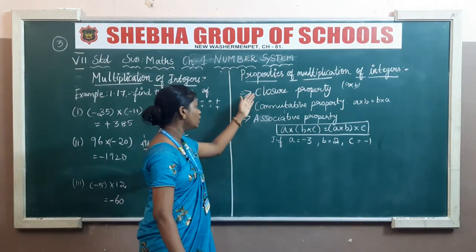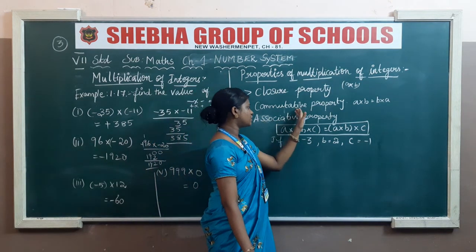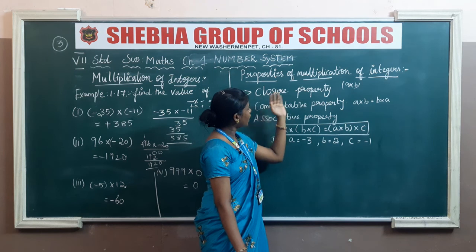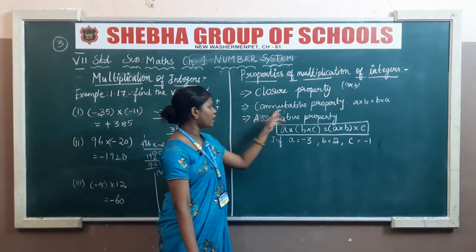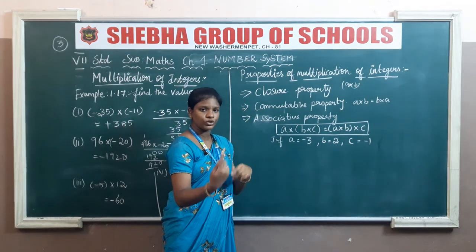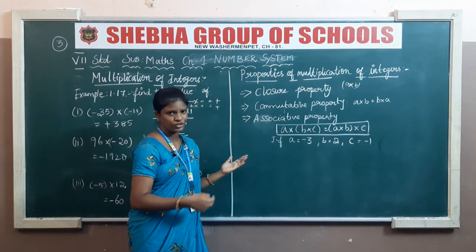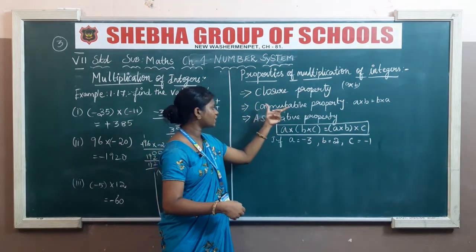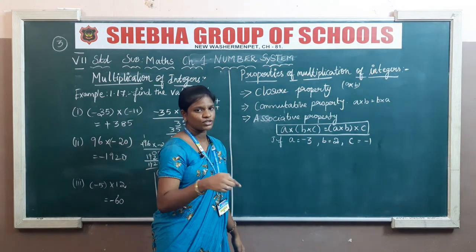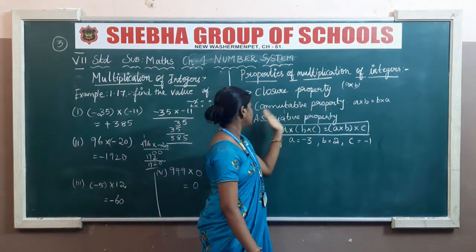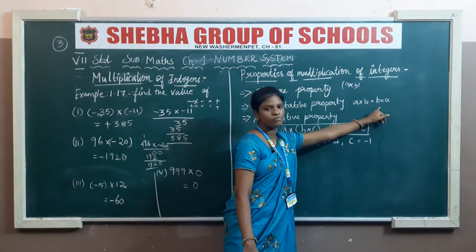Now we move to the commutative property. We have already learned the commutative property of addition: a plus b is equal to b plus a. Then for subtraction of integers, a minus b is not equal to b minus a, so it is not satisfied. Then the commutative property in multiplication is a into b is equal to b into a.